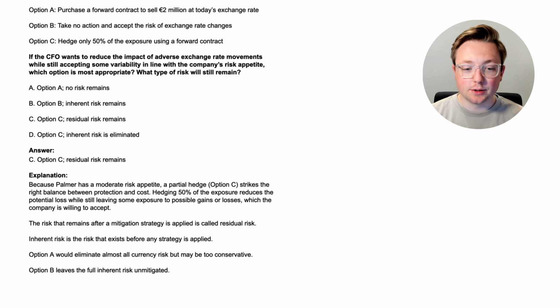All right, here we are. The answer is C, which is option C, and because the residual risk remains. So that's the kind of risk that's still there after they do this. Because Palmer has a moderate risk appetite, a partial hedge, which was option C, strikes the right balance between protection and cost. So instead of doing option A, where they do a full forward contract, that could potentially have been good. But again, based on them having a moderate risk appetite and wanting to only hedge a little bit, they hedge 50% with option C, and that makes more sense.